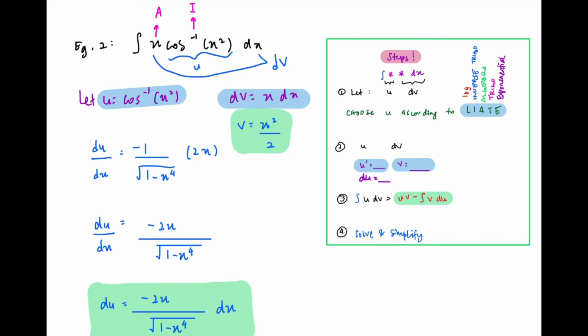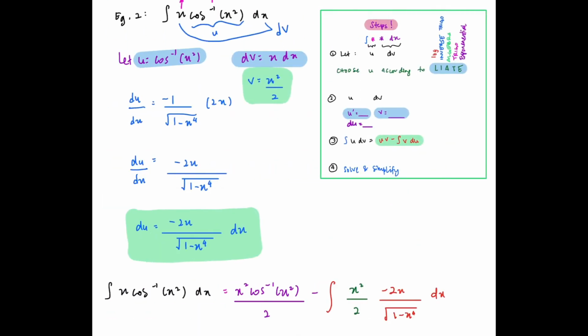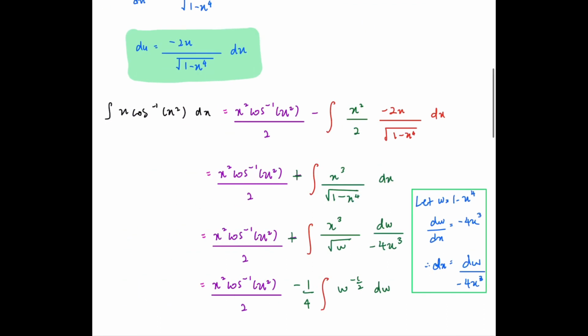So now let's take the question here, and let's open up the formula: uv minus integrate v du. So let's do this. u is inverse cos x squared, v is x squared over 2, minus integrate v du. So integrate v, x squared over 2, du. So this is it. Let's cut and paste it here. So let's solve this here.